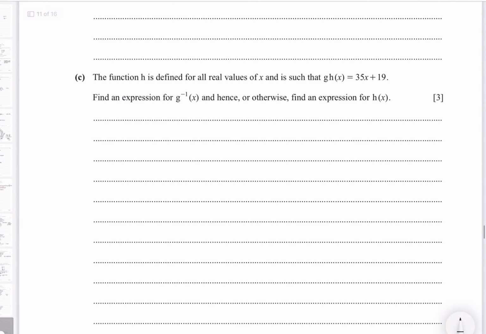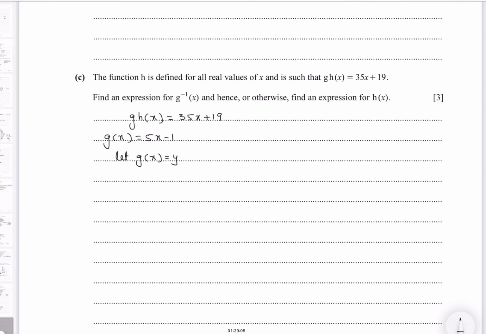In part C, the function h is defined for all real values of x and is such that g of h of x is equal to 35x plus 19. Find an expression for g inverse of x and hence or otherwise find an expression for h of x. Okay, so this is g of h of x is given. So g of x is 5x minus 1. So we have to find its inverse.